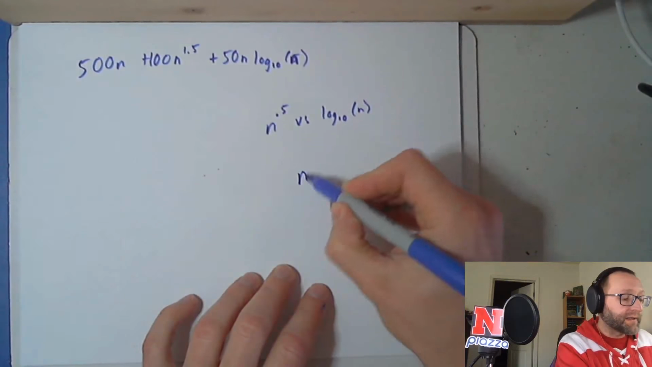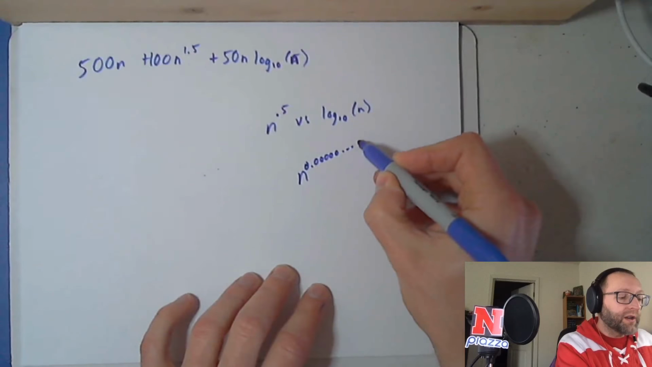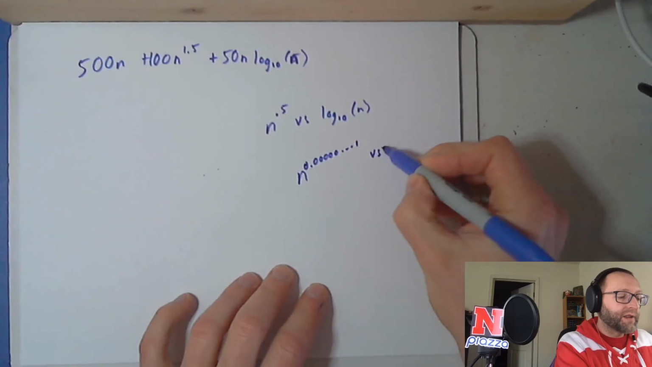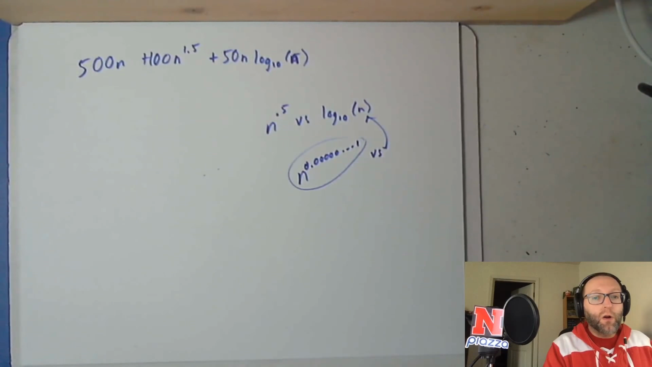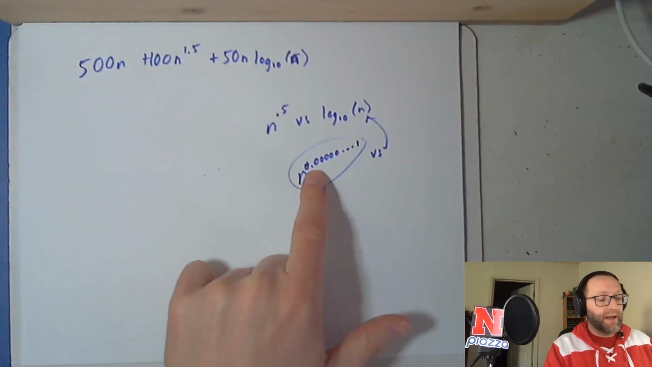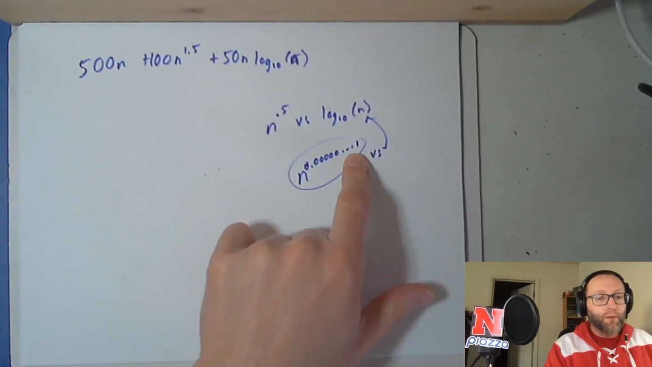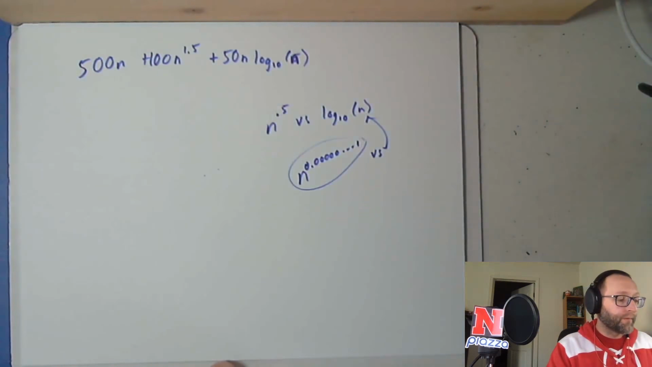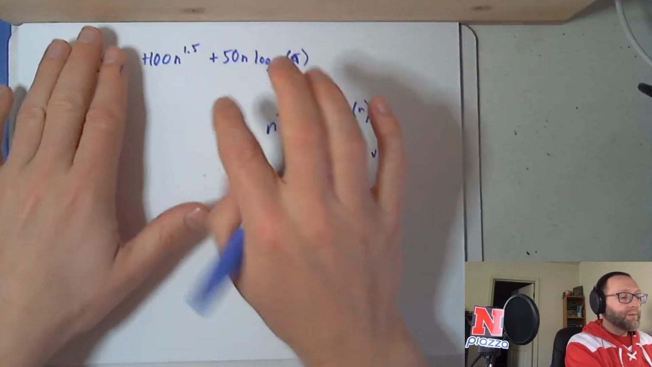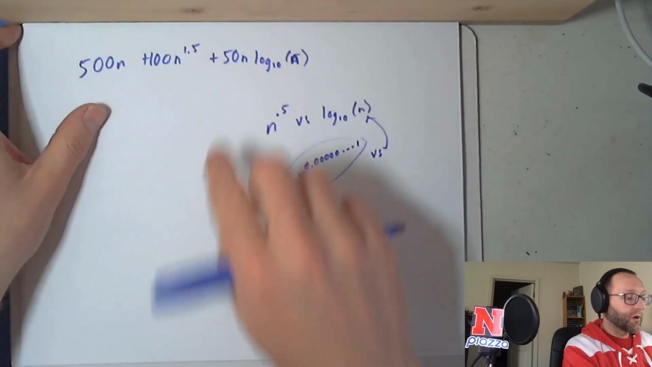It doesn't matter if it's n to the 0.000000, a million zeros there, 1, versus this logarithmic function. This is going to have a higher order of growth, because it is a polynomial function. It just has a polynomial of a very small degree, but it still has an order of growth that is larger than any logarithmic function. So that tells me that this is probably the dominant term here.